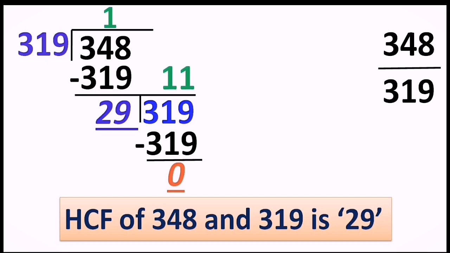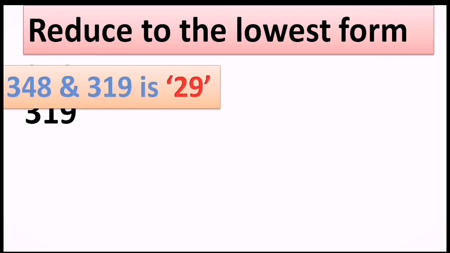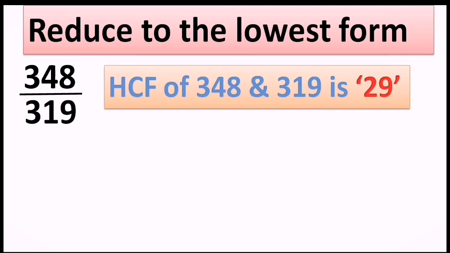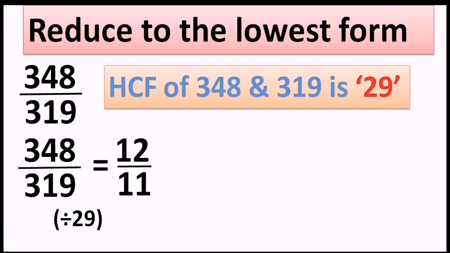So we got the HCF, and now the next work is to reduce that fraction into the lowest form, right? As we know the HCF of those two is 29, you have to divide this fraction by 29, and the moment you divide, you get the answer 12 upon 11, and that's what I needed, the lowest form of the fraction, but by finding HCF first.